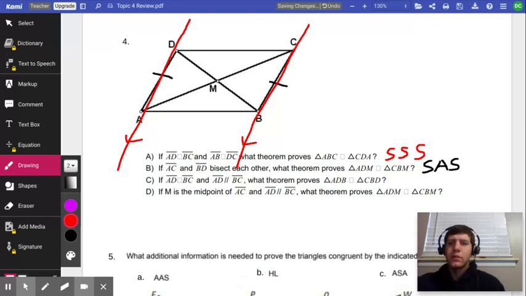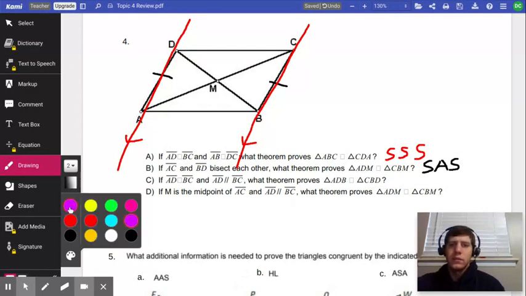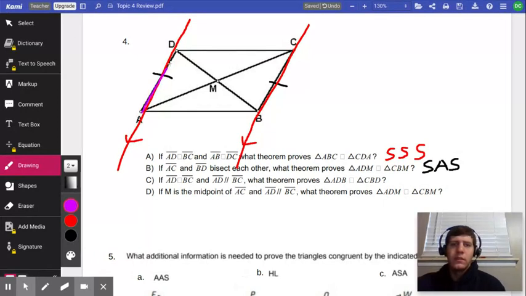Okay, and then what theorem proves triangle ADB is congruent to triangle CBD. So let's highlight those triangles, I think would be helpful. So here's ADB. And then CDB would be this triangle here. So we want to show that these two triangles here are congruent.